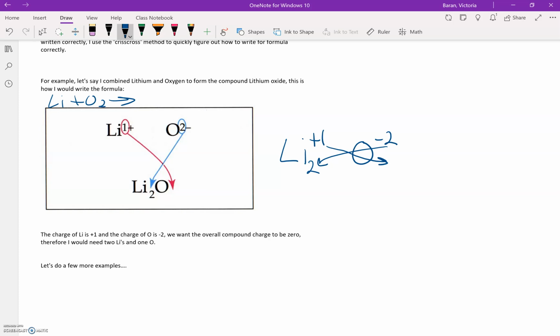And this makes sense because you've made a new compound. A compound is when you have 2 of the same element or 2 different elements bonded together, and that overall charge should be 0. So this makes sense because if lithium is +1 and oxygen is -2, you would need 2 lithiums to balance out the charge of the -2 on the oxygen. So that's why the formula makes sense. Li2, 2 lithiums, and then 1 oxygen, so Li2O.